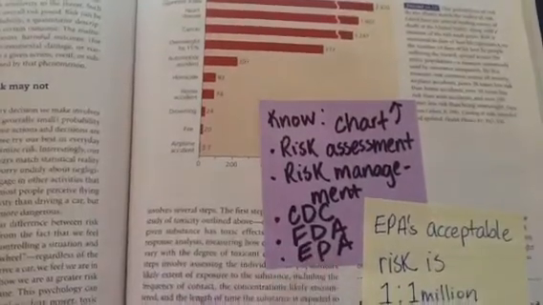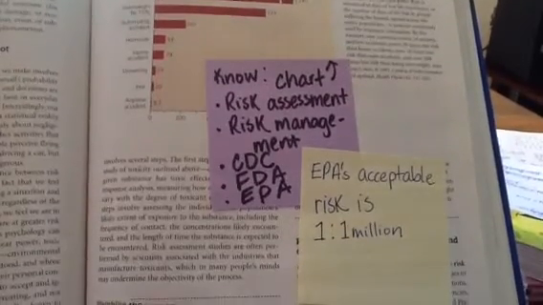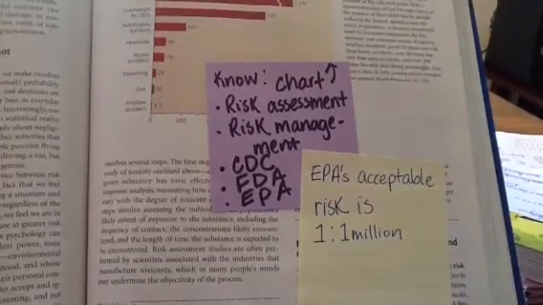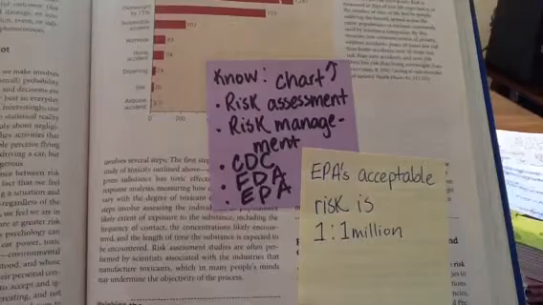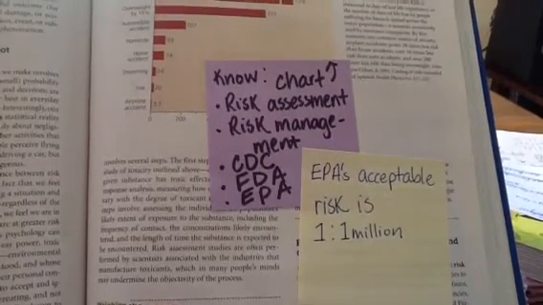So the EPA has an acceptable risk. They will allow a chemical to be used if the risk is 1 in a million that somebody will die from it. So that is considered their acceptable risk.